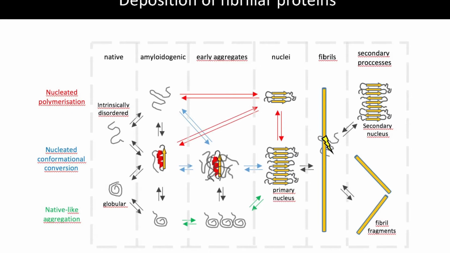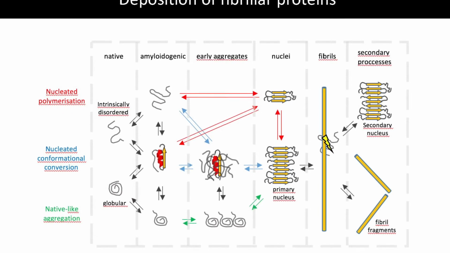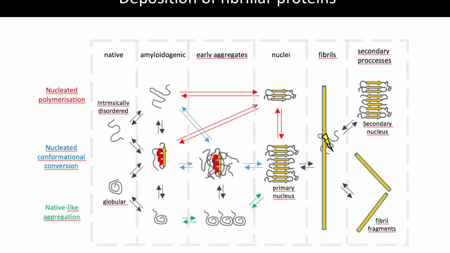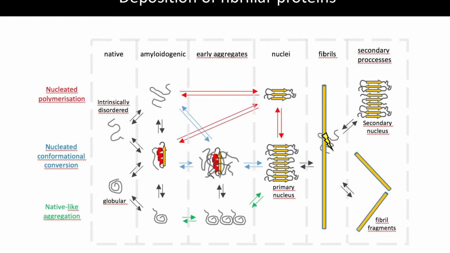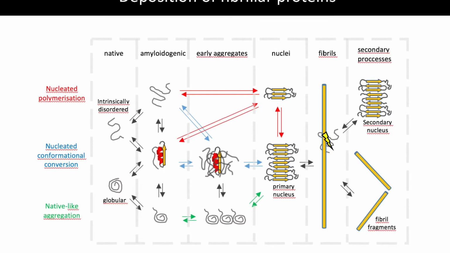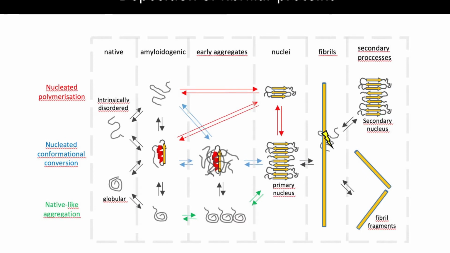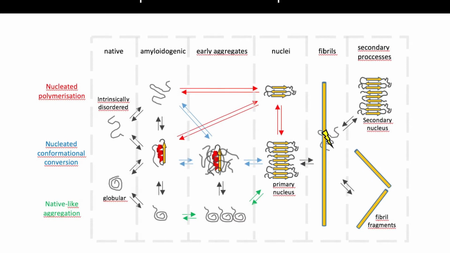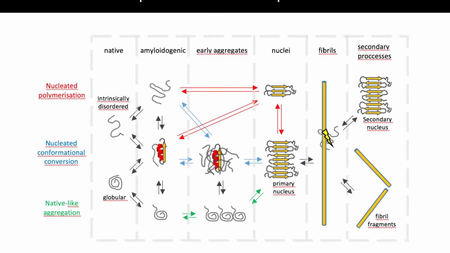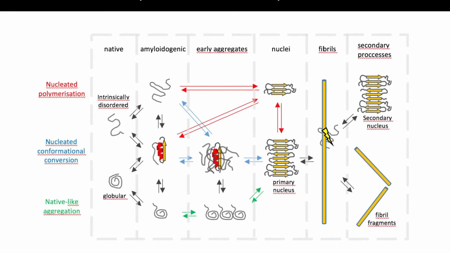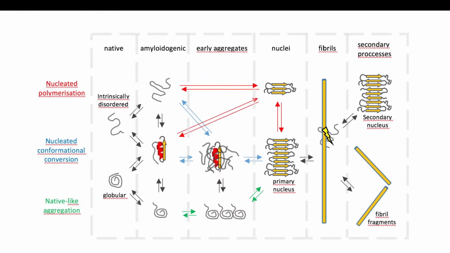In another model, the nucleated polymerization model, what is being proposed is that by a thermodynamically unfavorable mechanism, partially unfolded proteins or misfolded proteins come close together and form an oligomeric state, and in this oligomeric state they later draw more monomers into that oligomeric state and later develop into an amyloid fibril.